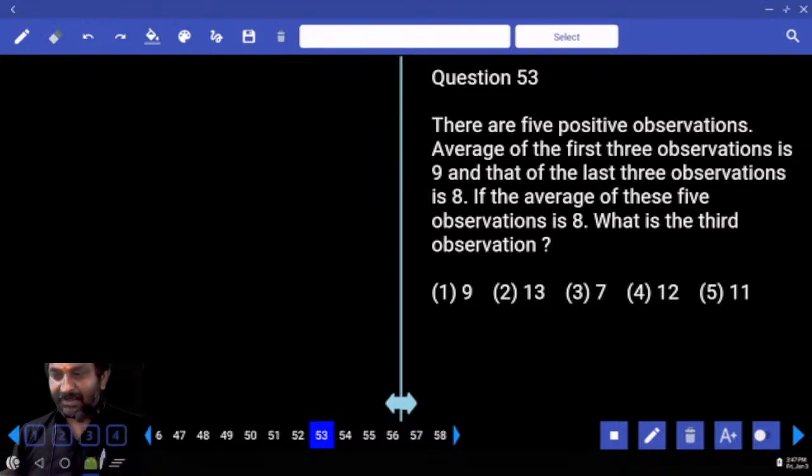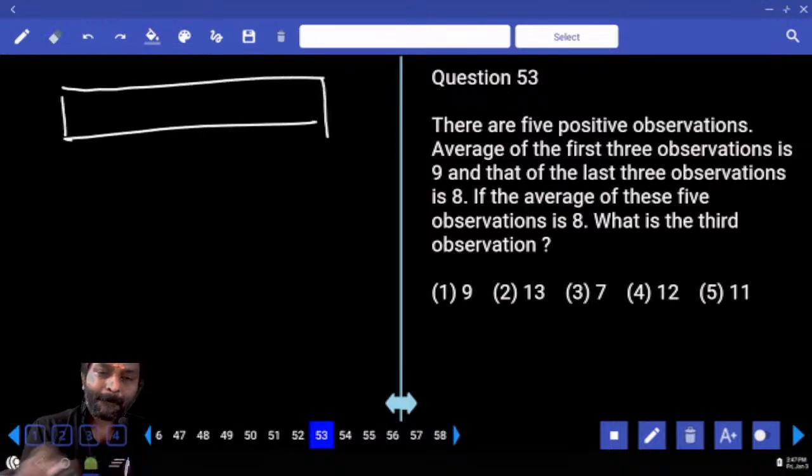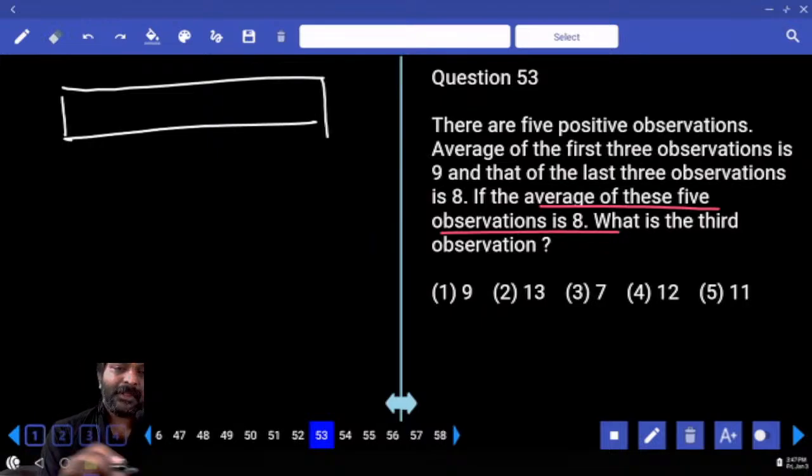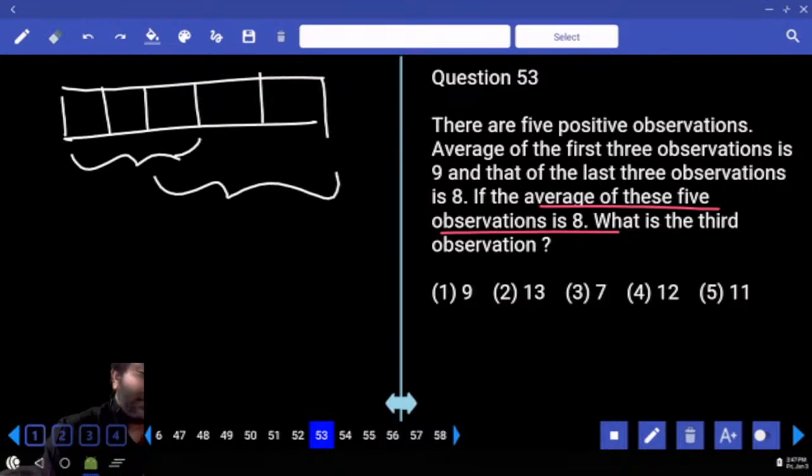Number missing or repeat, anyway. How many numbers are there? 5 numbers. What is the 5 numbers' average? 8. First 3 numbers, last 3 numbers. So here the third number is repeating. Correct? The third number is repeating. So if it is a number repeat case, it is a direct effect.